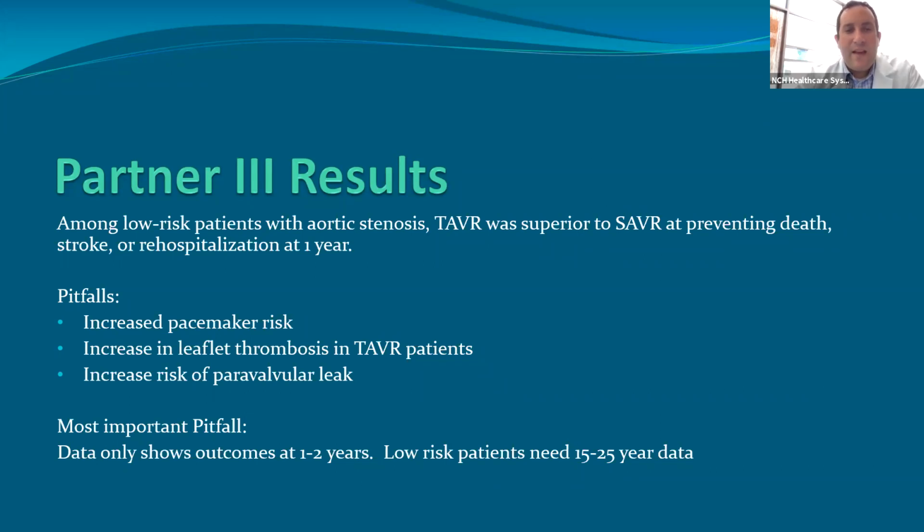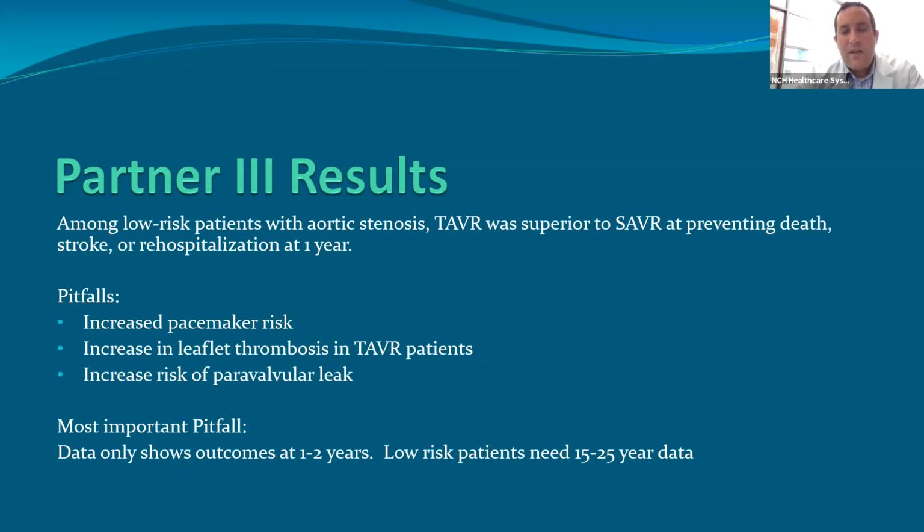And in this case, it actually showed that the transcatheter valve was superior to the surgical valve by a small margin at preventing death. The pitfalls is that patients generally were higher likelihood to need a pacemaker, higher likelihood of leaflet thrombosis, and higher likelihood to have a leak around the valve. Now, the most important pitfall of this study, which was released about 1.5 years ago, is that the data really only looked at 1 to 2 years.